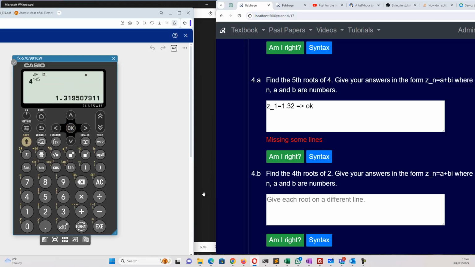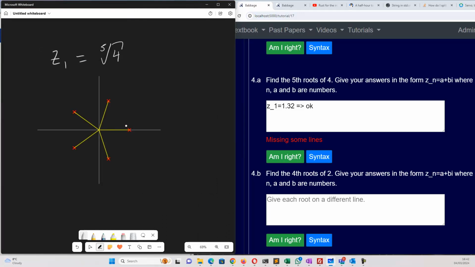Now let's have a look at where the other roots are. So this root here is Z1, which is the fifth root of 4, so that's the 1.32 that we've just calculated. Now there are 5 roots here, so we're going to divide 2 pi by 5, which is going to mean that this angle here is 2 pi over 5, this angle is 4 pi over 5, this angle is 6 pi over 5, and this angle is 8 pi over 5. But also notice that this number and this number are complex conjugates of each other. This number and this number are also complex conjugates of each other.